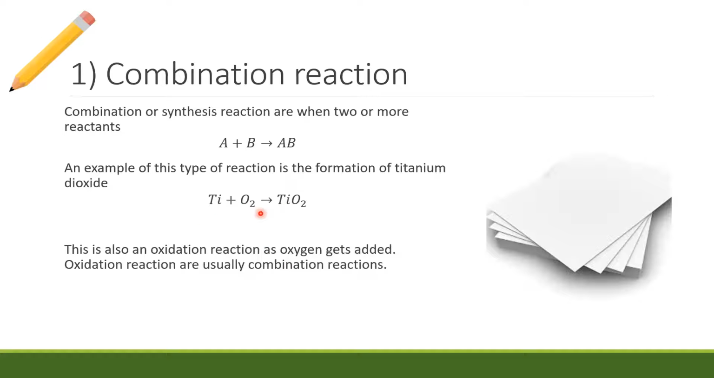Copper plus oxygen makes copper oxide. That is a combination reaction. Even carbon plus oxygen, if you burn it, makes carbon dioxide, is an oxidation, is a combination reaction. So the very first one that we're talking about today, combination reactions, is two things coming together to make a new thing. That's it. And when I say coming together, I literally mean sticking together.